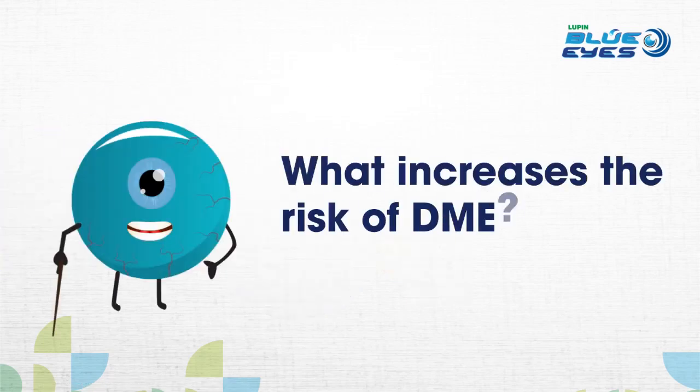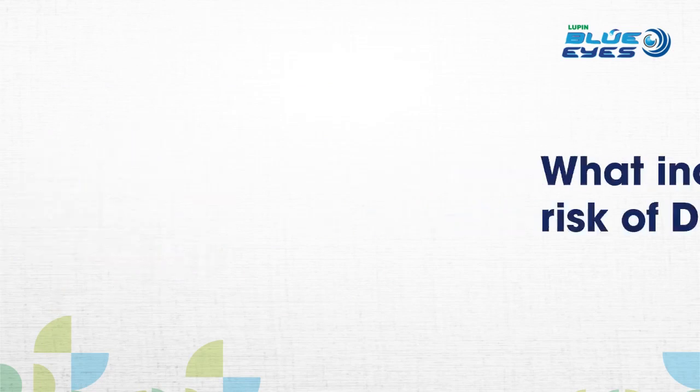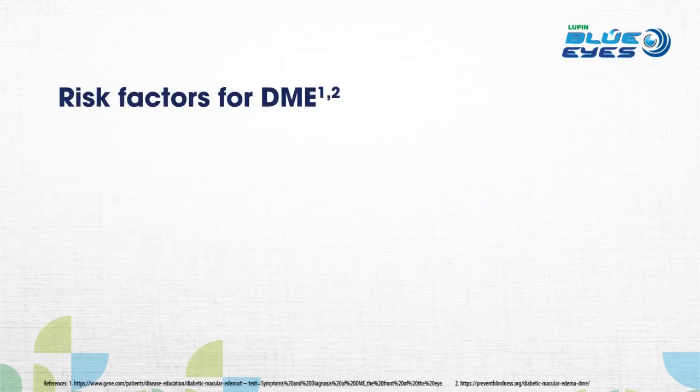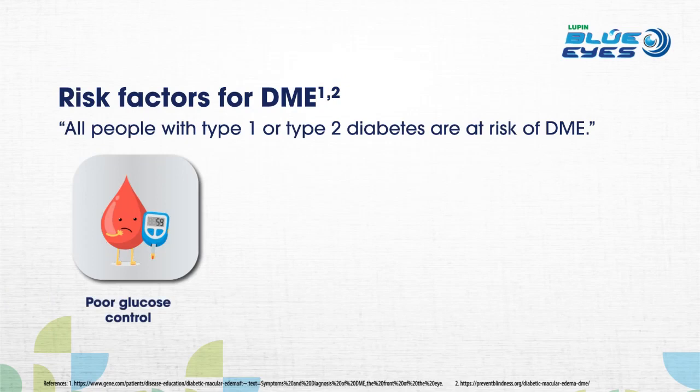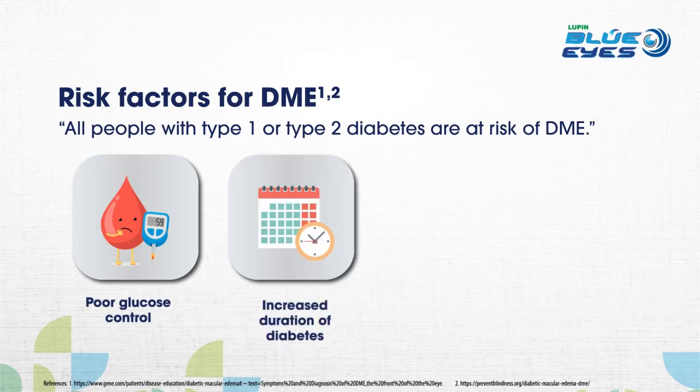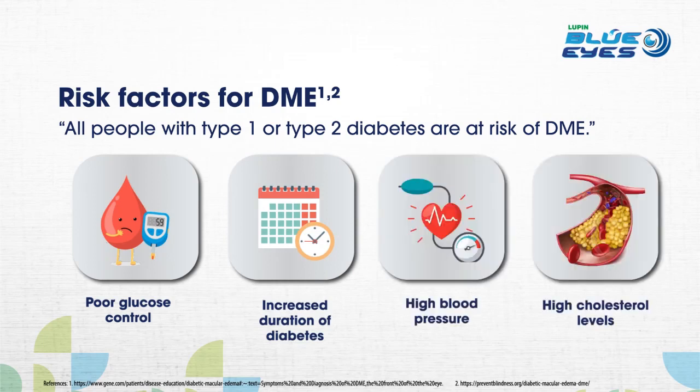What increases the risk of DME? All people with type 1 or type 2 diabetes are at risk of DME. The risk of DME is higher in patients with poor glucose control over a long time, increased duration of time living with diabetes, high blood pressure, and high cholesterol levels in the blood.